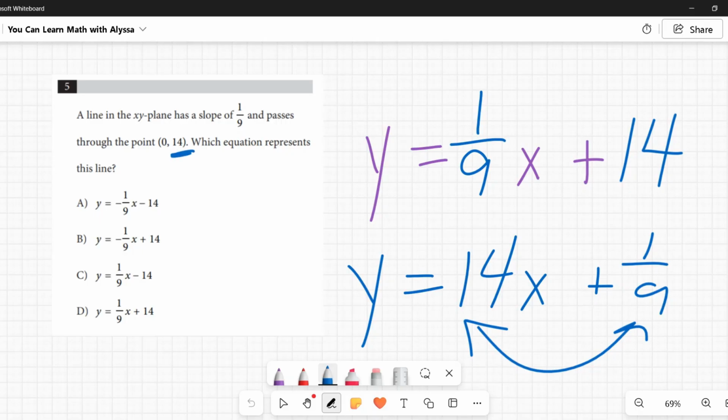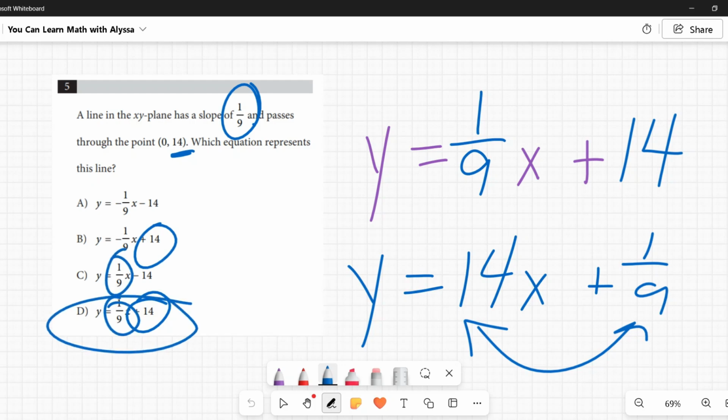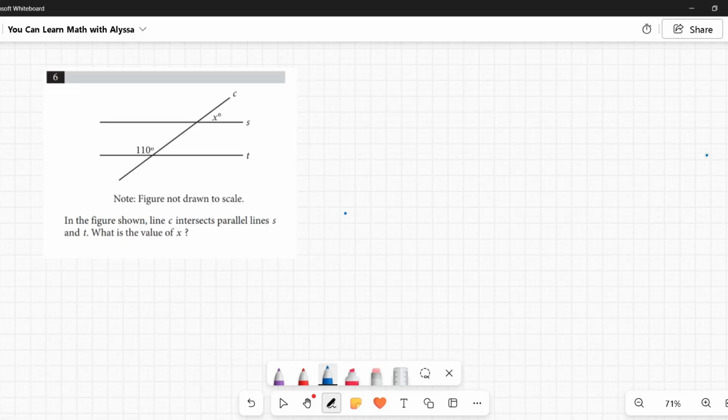So 0, 14, it's a positive number. Then that y-intercept is going to be positive. And here that's a positive slope. So you want the positive slope. And there's one with both of them. Y equals 1/9 x plus 14. D is your answer.